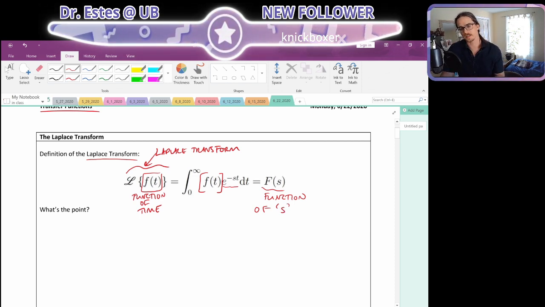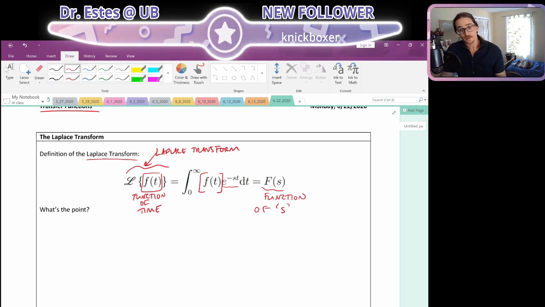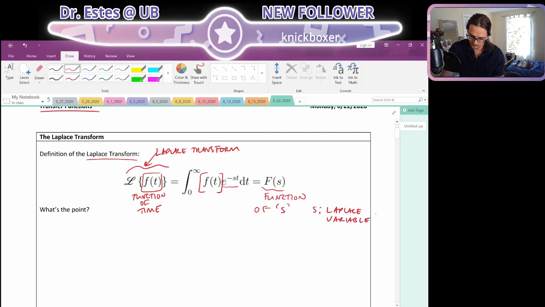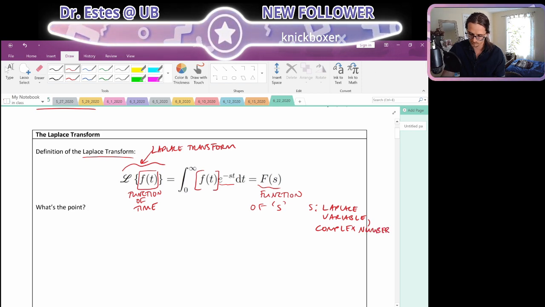What the heck is s? It's a little confusing. We call it a Laplace variable. It can be a complex number. It's kind of abstract, but to make it somewhat physical, it's related to frequency.